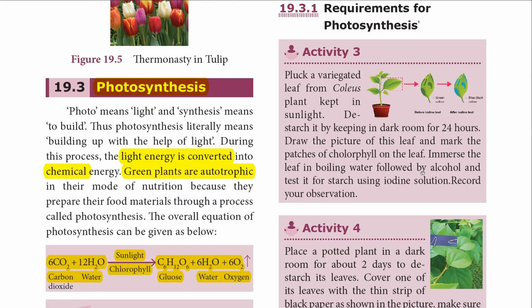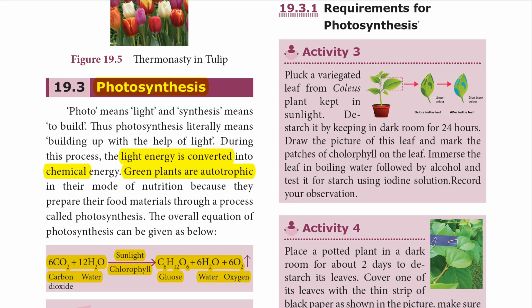Now let us see the experiments of photosynthesis. First experiment, you need to pluck a variegated leaf. Variegated leaf means you will have patches of chlorophyll in the leaf, and there are places where there is no chlorophyll. So this is to prove that chlorophyll is essential for photosynthesis. So you have to pluck such a leaf from a plant called coleus plant, which has been kept in the sunlight. After plucking that, you destarch the leaf by keeping it in a dark room for 24 hours. Then you draw the picture of this leaf, marking the patches of chlorophyll on the leaf. After which, immerse this detached leaf in boiling water first, followed by alcohol. So after dipping in the boiling water, you dip it in the alcohol.